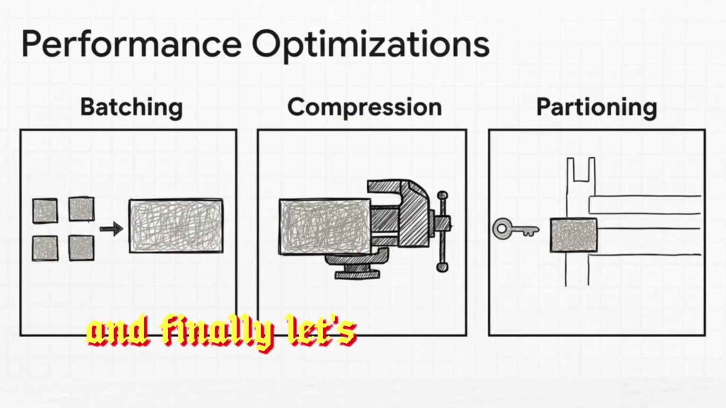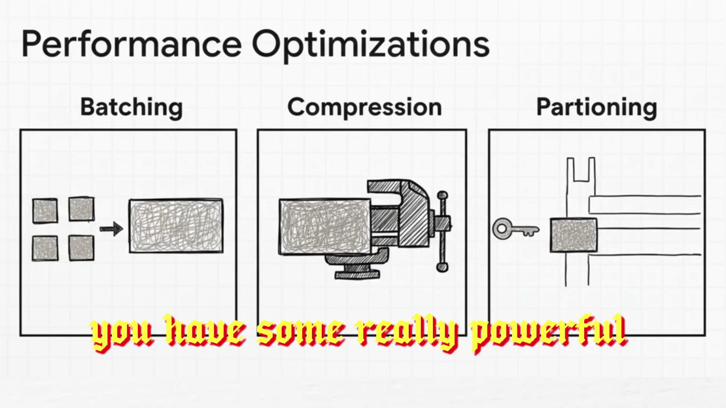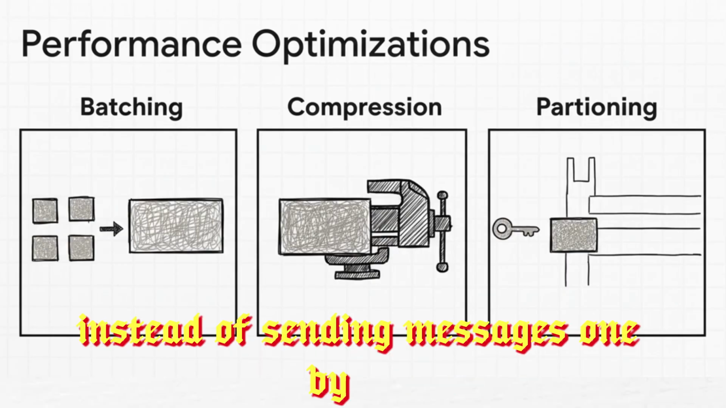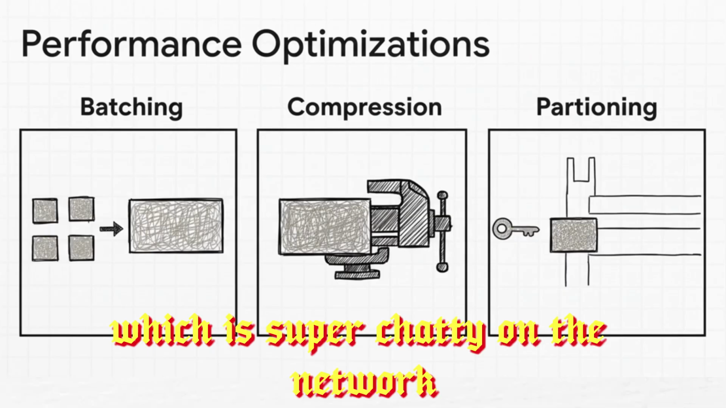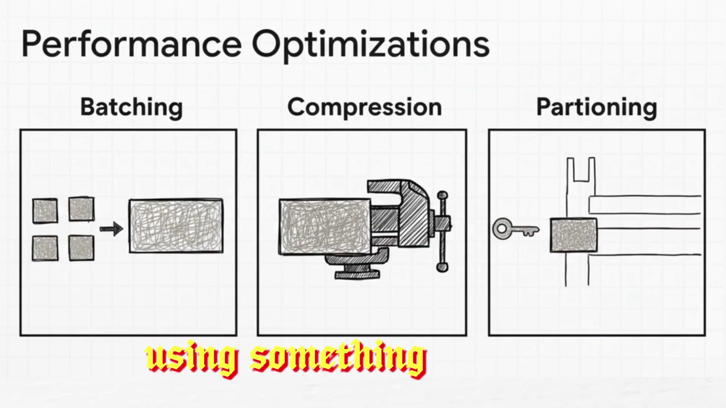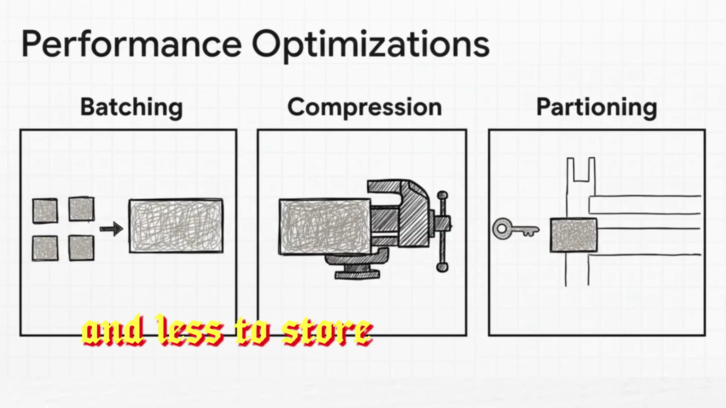And finally, let's talk about how to make this thing fly. It's all about maximizing throughput. From the producer's side, you have some really powerful knobs to turn. The first is batching. Instead of sending messages one by one, which is super chatty on the network, the producer can group them together into bigger batches. It's way more efficient. Second, you can compress those batches using something like gzip. Smaller data means less to send over the network and less to store.